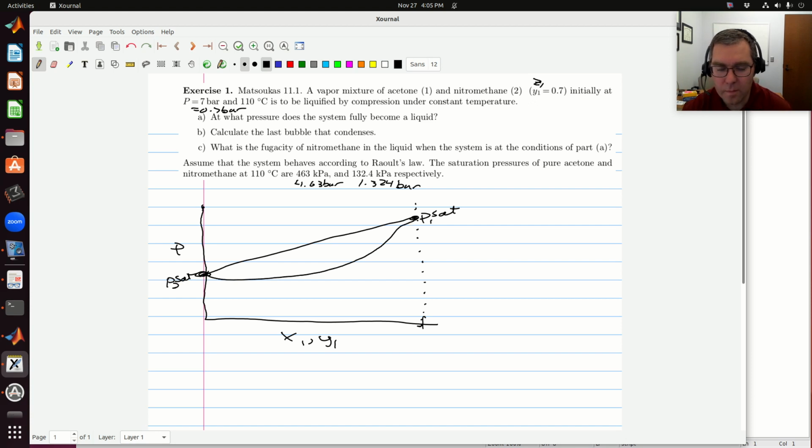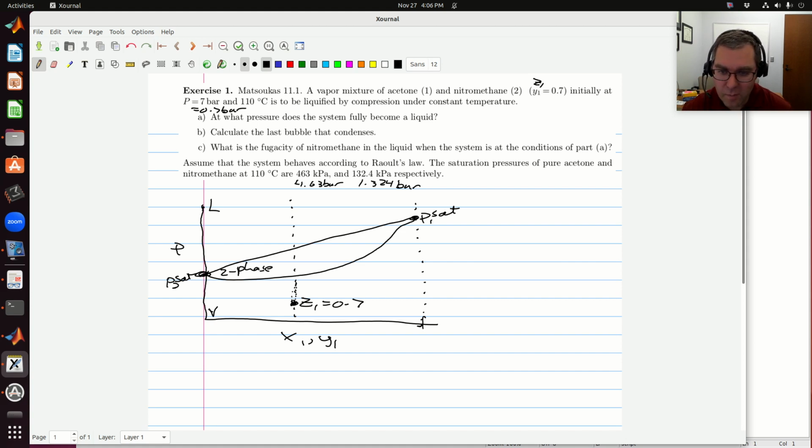Okay, cool. Now, in this problem, we're told that we have a mixture composition of Z1 equal to 0.7, and it's at a pressure, I'm going to take it to be 0.7 bars, which is down here in my vapor phase. Remember, low pressure is vapor, up here it's liquid, and in between it's two-phase. So my system is somewhere on this vertical line. I'm starting as a vapor, and I'm going to increase the pressure until I become all liquid. And so where do I become all liquid?